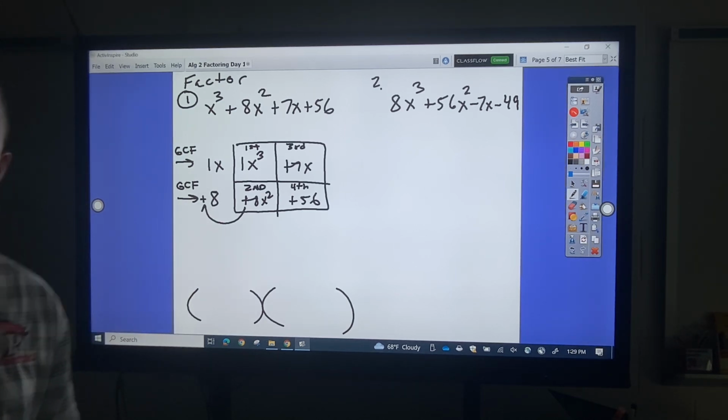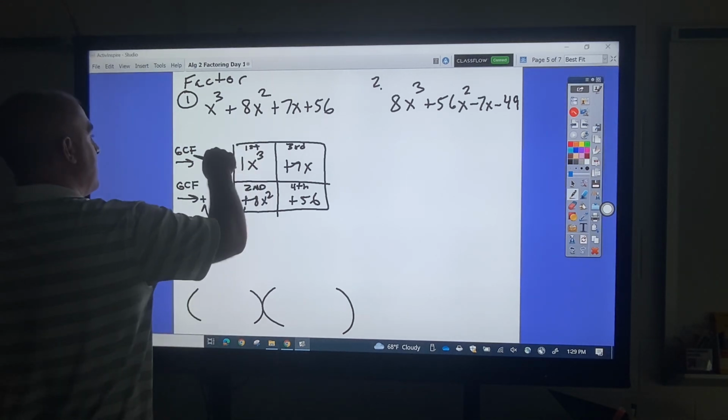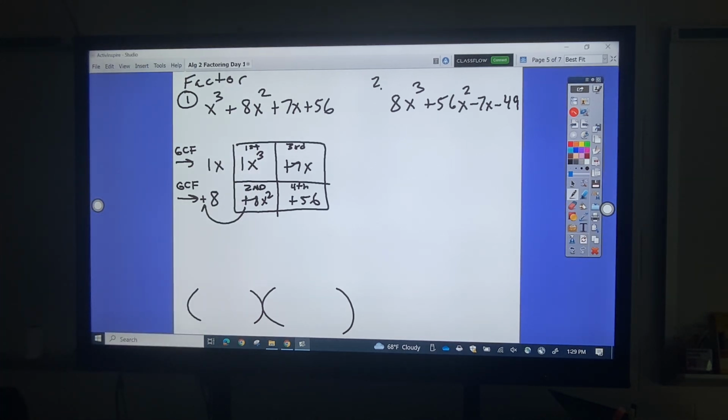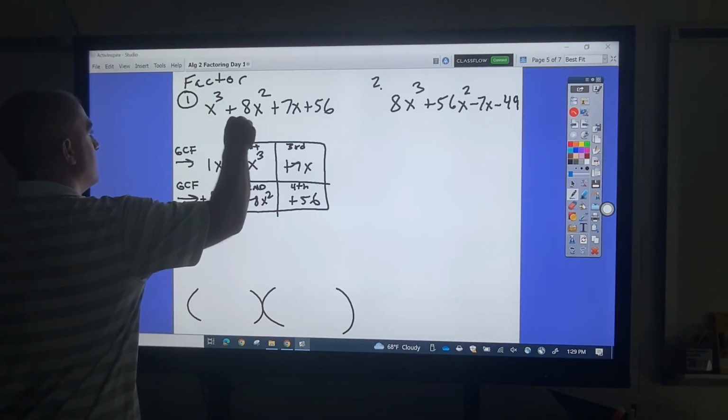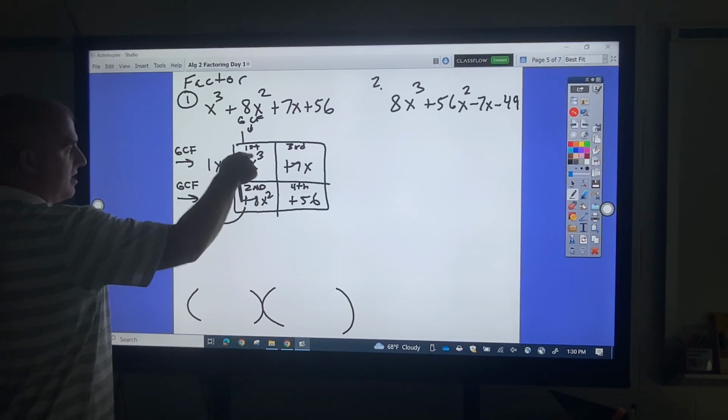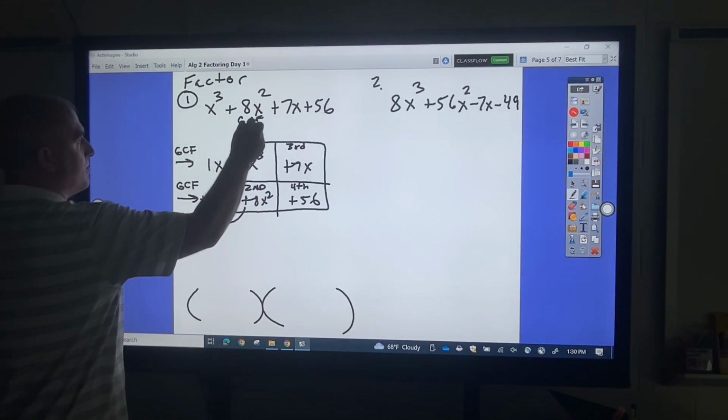Now, you have 2 options on how to figure out the top, depending on your math skills. The idea is that 1x times this is going to give me 1x cubed. Okay? So that would be 1x squared. Now, the other thing you could do is you could just take the GCF out of this. Well, 1 is 1. The smallest exponent of these would be 2.